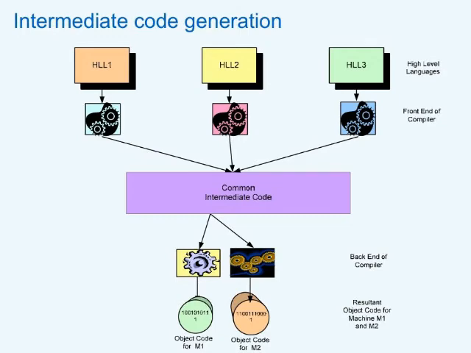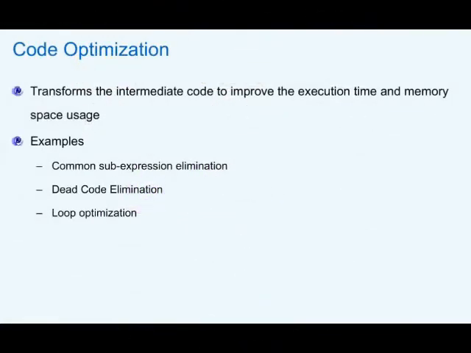Now, we have done the intermediate code generation. The next phase is the code optimization phase. Whatever intermediate code has been received by this phase needs to be optimized so that the performance is better in terms of execution time as well as memory space usage. This transformation will be done in the code optimization phase. Some examples are given here: common subexpressions will be eliminated, dead code will be eliminated, and loops will be optimized. So let's see how it is done here, one by one.